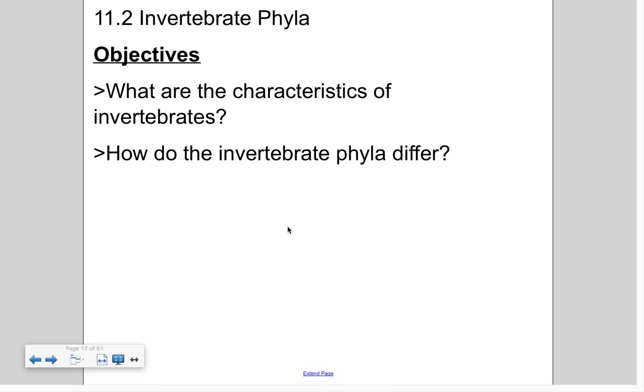All right, moving on to section 2 of chapter 11, looking at invertebrate phyla. We're going to talk about characteristics of invertebrates, animals with no backbone, and then compare the different phyla to each other.